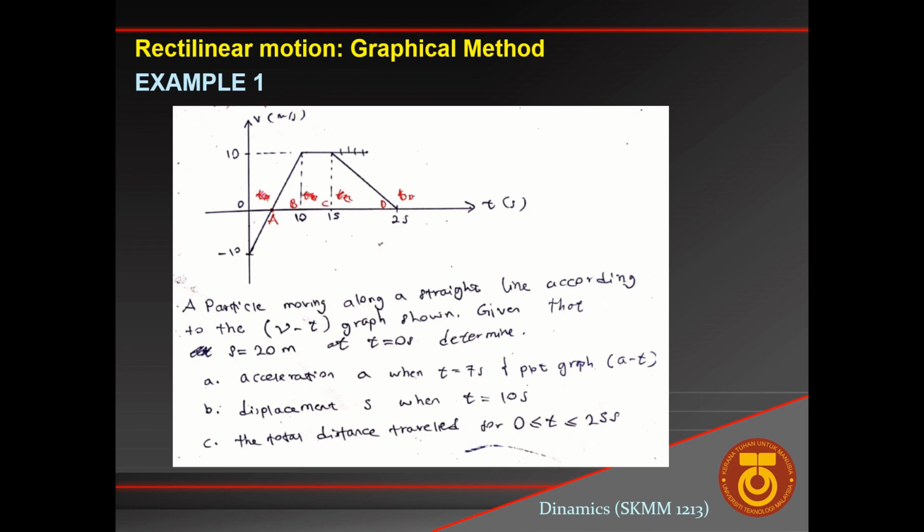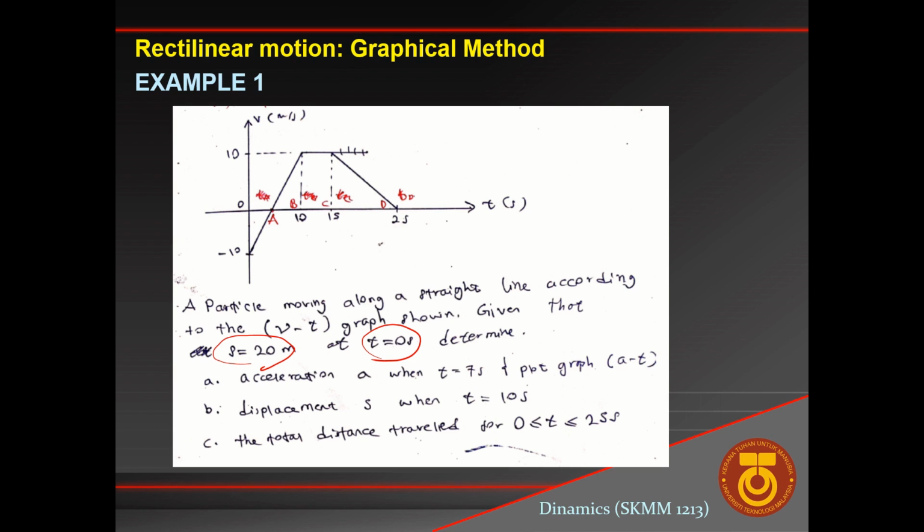Example. A particle is moving along a straight line according to the v-t graph shown. Given that s equals 20 meters at t equals 0 seconds. First, determine a when t equals 7 seconds and plot the graph.